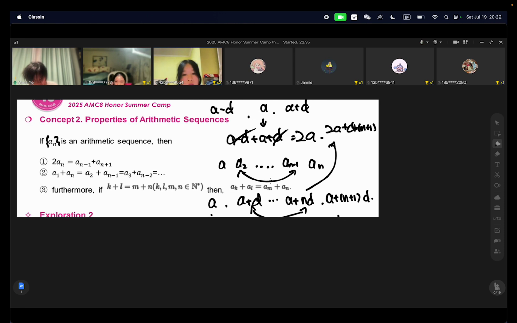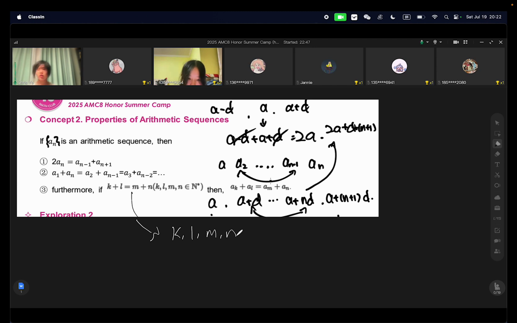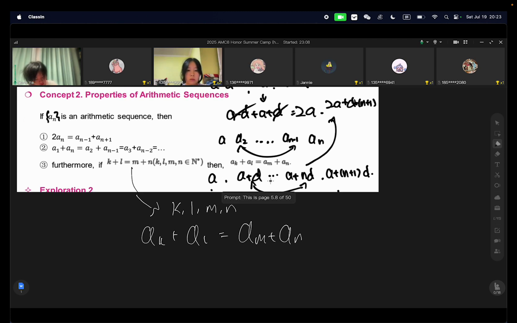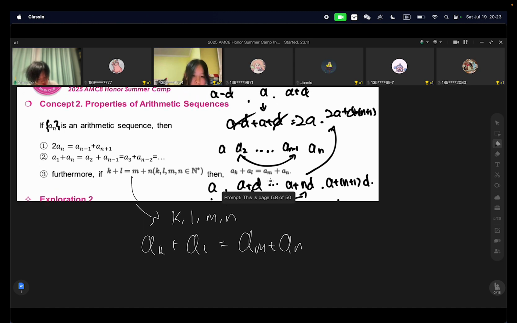So, for the last property, we have this. Let's say there are 4 numbers, k, l, m, and n, and they are all natural numbers, natural integers. Then that means that the kth term plus the lth term is going to be the same as the mth term plus the nth term, as long as k plus l is the same as m plus n. So for an example, let's say there is a1, and let's say that the first term of a random sequence is 1, and the third term of the random sequence is 3.